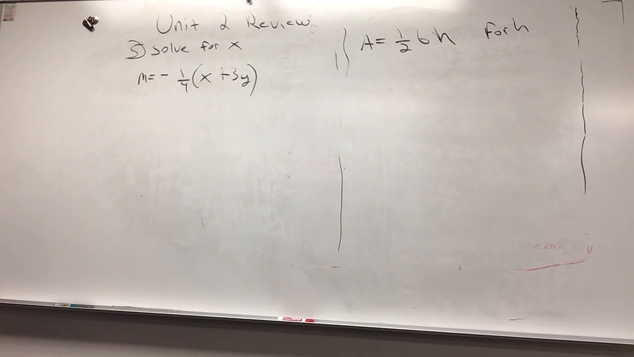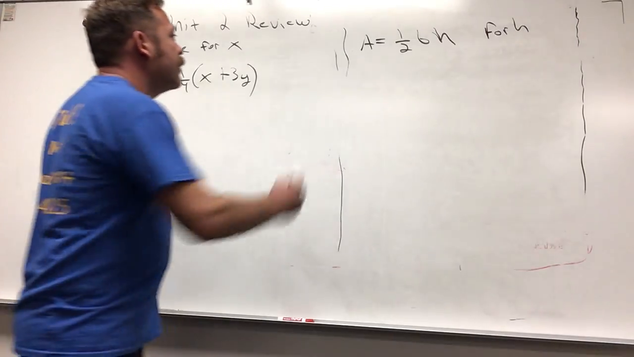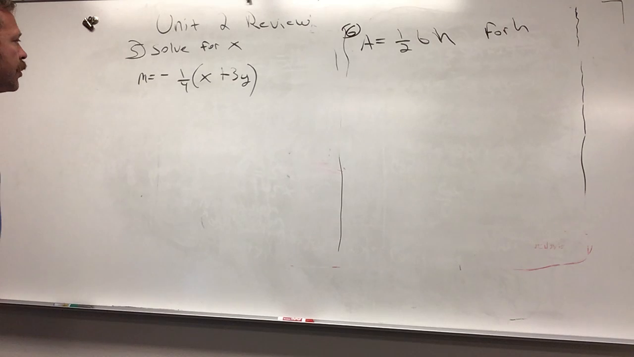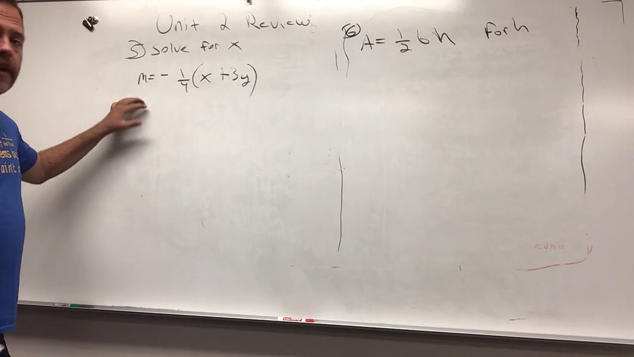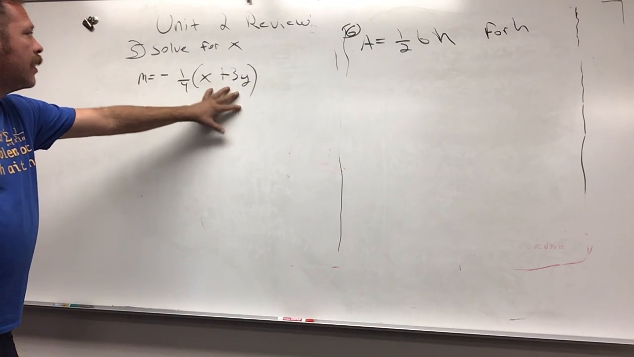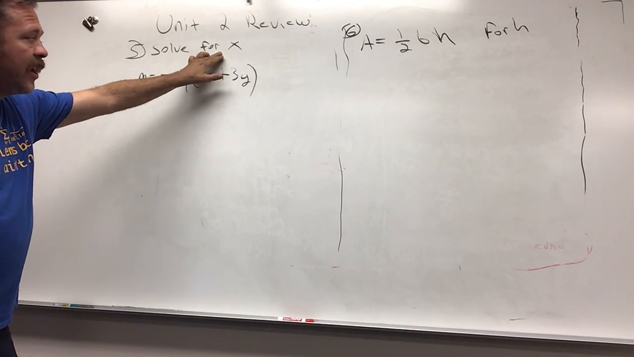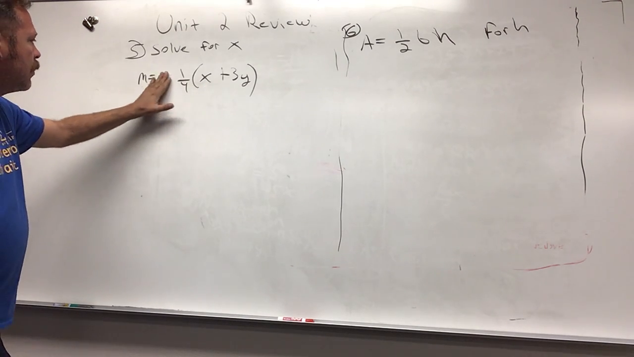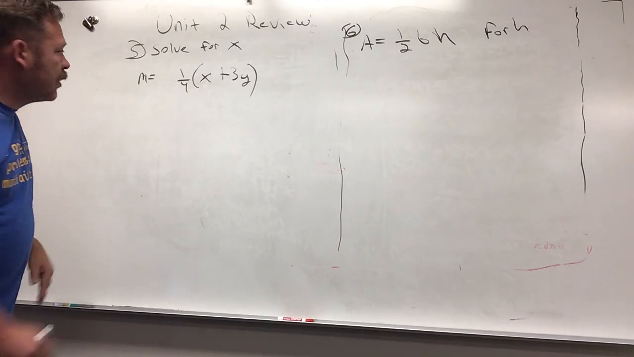Unit 2 test review, problems 5 and 6. Okay, so, all right, this one here. M equals negative 1/4 times x plus 3y. We're gonna solve for x, okay? Gotta get this x by itself. All right, so I'm gonna make this negative a little closer.